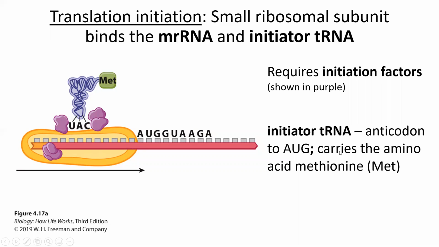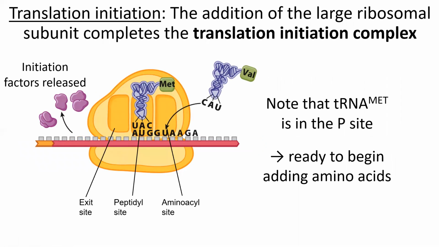And then you also need the anticodon. So you can see down the line here that we've got an initiator tRNA with the anticodon UAC, carrying the amino acid methionine, also abbreviated as MET. So methionine has now bound itself, so UAC binds up with AUG. And now your transfer RNA with methionine is in what is known as the P site. And we'll talk about these different sites in a little bit. And it's ready to begin adding amino acids.